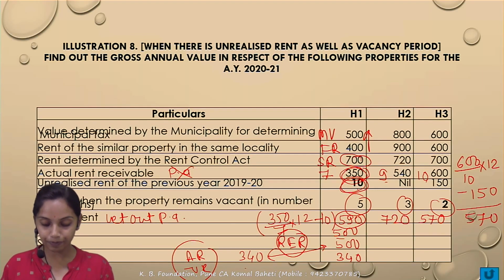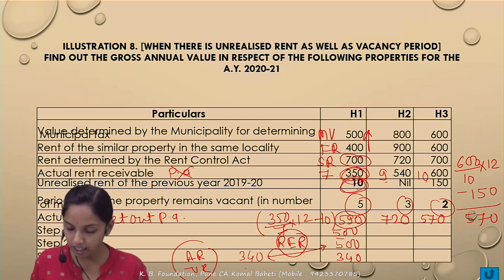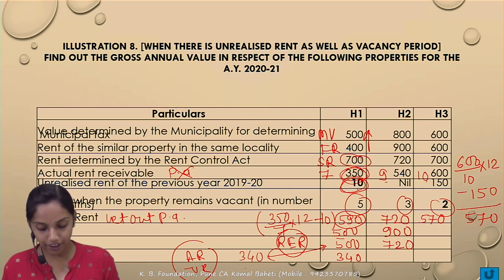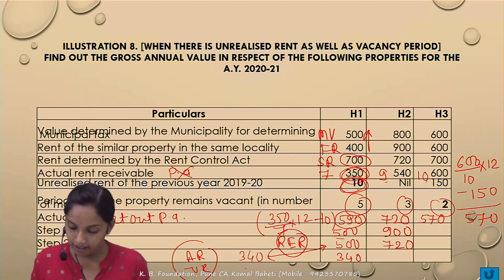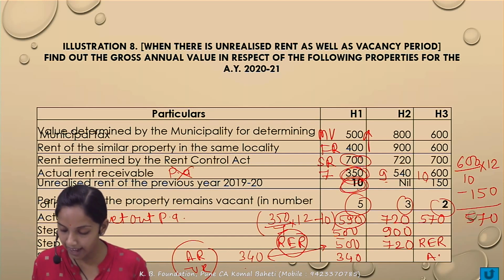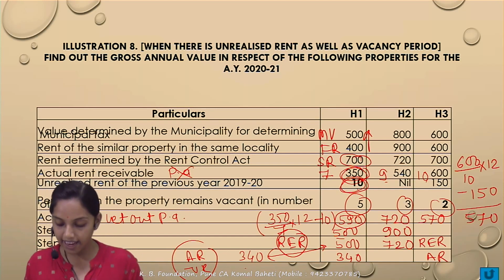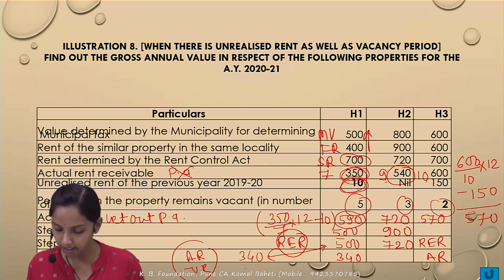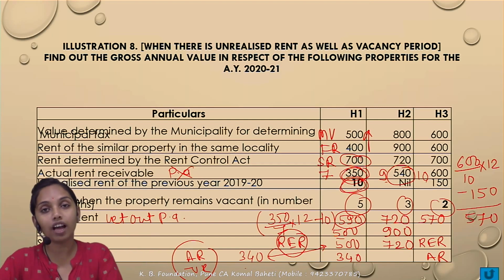The next one, the step 1 answer whichever is higher, the step 2 whichever is lower, correct? Now the reasonable expected rent is 720. How much is the actual rent? Actual rent is 540. There is no unrealized rent, so the 540. So whichever is higher would become GAV. So which one would become GAV?